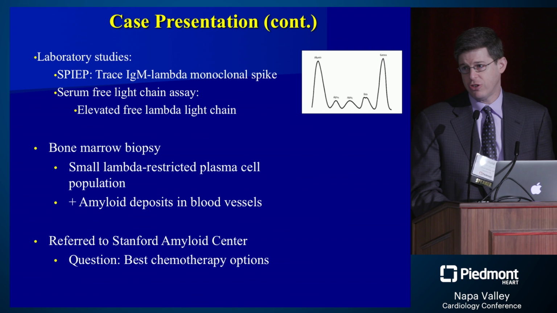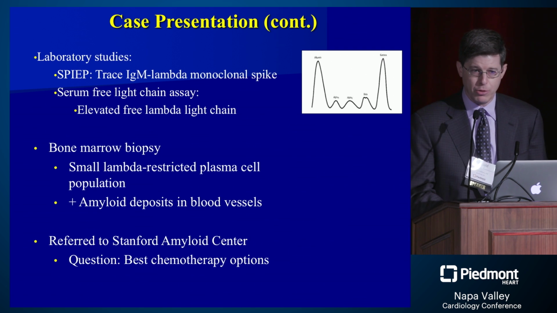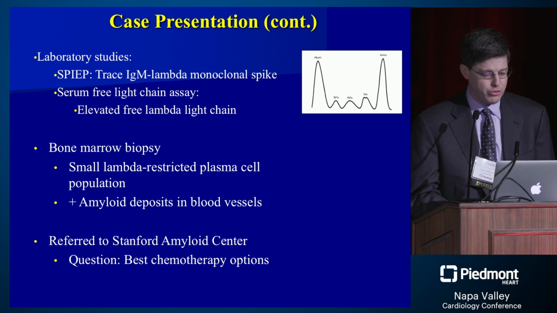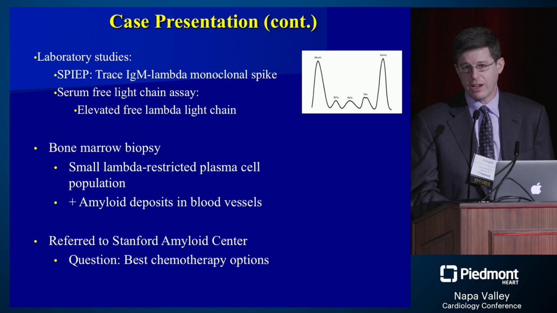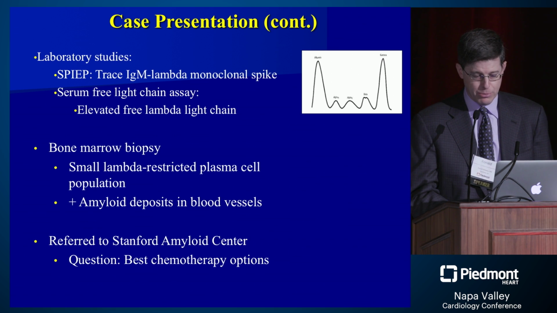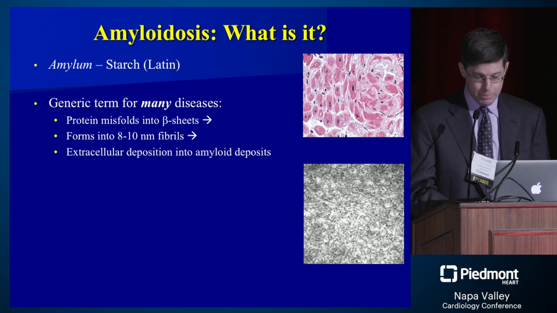His astute outpatient cardiologist was suspicious about a diagnosis of cardiac amyloidosis and sent off laboratory studies, which we'll talk about in a little bit, but confirmed that he had elevated free lambda light chains. This led to a referral to a hematologist who did a bone marrow biopsy, which confirmed a lambda light chain restricted plasma cell population and amyloid deposits present in the blood vessels, and he was referred to our center for a question of his best chemotherapy options. I'll come back to this case at the end.